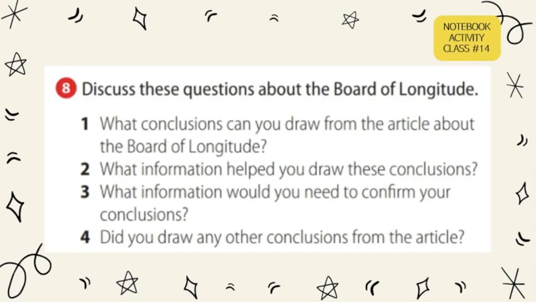2. What information helps you draw these conclusions? Of course, every conclusion has to come from somewhere. What actions tell you what kind of people they are? 3. What information would you need to confirm your conclusions? Maybe you say something in the article says, they were mean to X person. Like, well, I think they're rude people. You can conclude that, but what do you need to confirm? Like someone that says that they're rude or something like that, right?